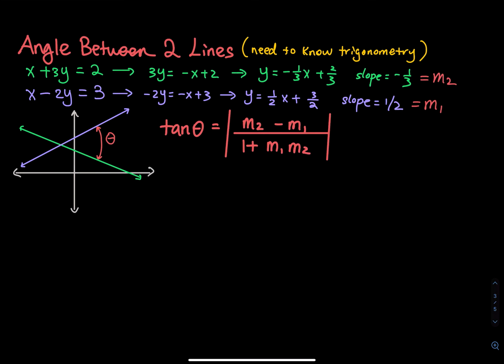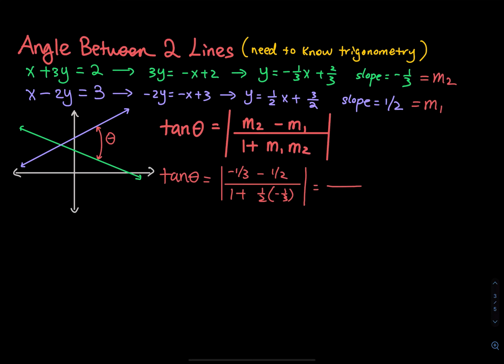So we have tangent theta equals the absolute value of m2 minus m1, -1/3 minus 1/2, divided by 1 plus m1 times -1/3. Let's erase this because I want to close the absolute value. You don't need to get rid of anything on top; you have to get a common denominator. You will get -5/6. The bottom, you will get a positive 5/6. So at the end of the day, you will get a 1. This is the plug-in from the formula.